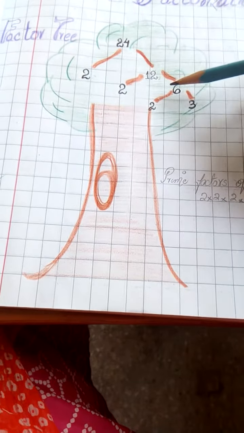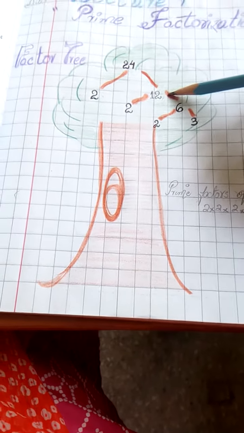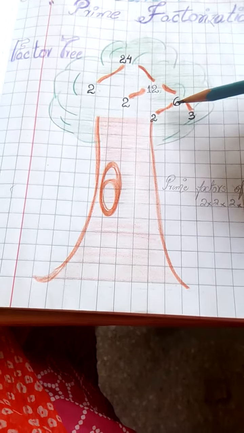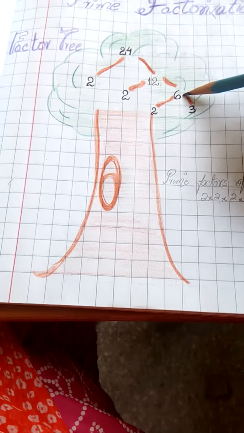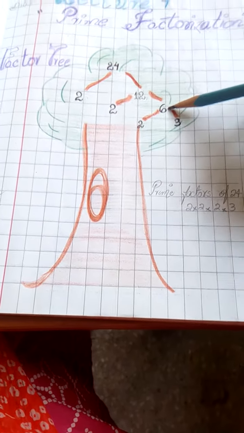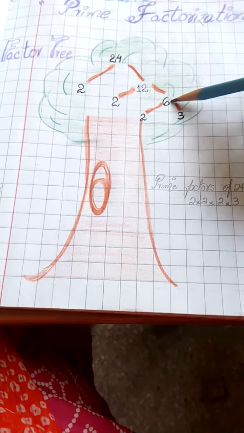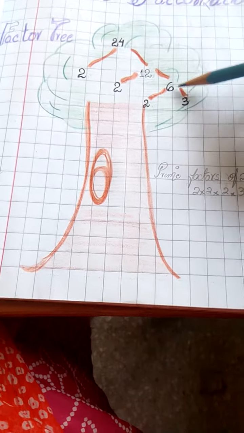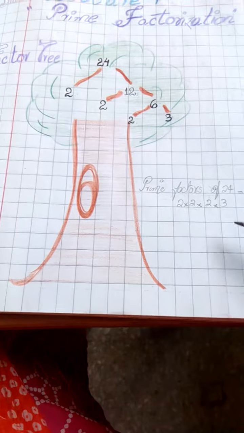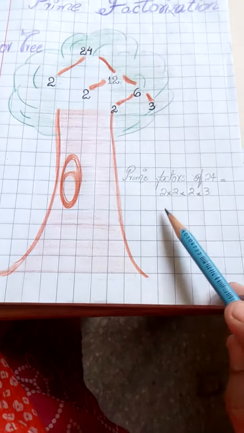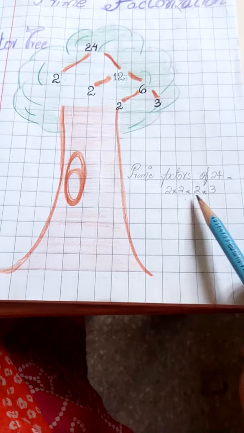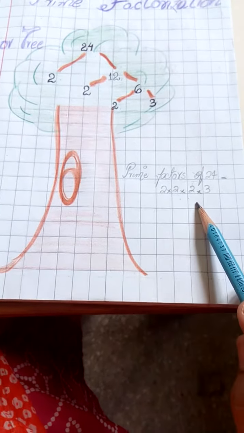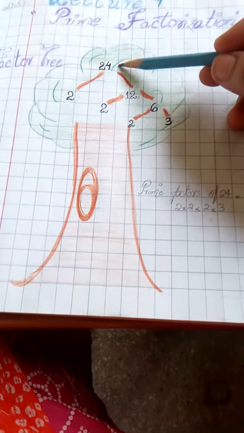So 2 6s are 12. Now 2 is a prime number, but 6 is a composite number. That means it needs to be broken into its prime factors, and I know very well that 2 3s are 6. That means the prime factors of 24 are 2 multiplied by 2 multiplied by 2 and multiplied by 3. When you multiply all these digits, you will get 24 again.